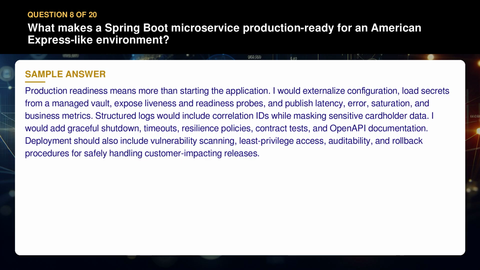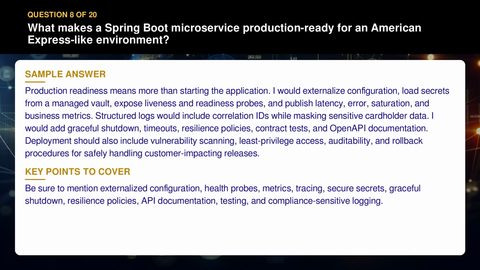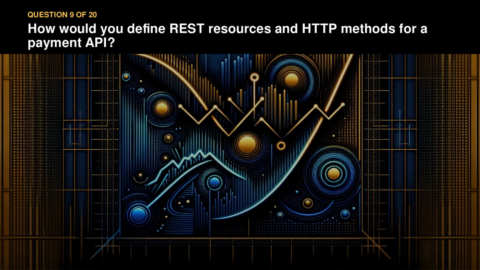I would add graceful shutdown, timeouts, resilience policies, contract tests, and OpenAPI documentation. Deployment should also include vulnerability scanning, least privilege access, auditability, and rollback procedures for safely handling customer-impacting releases. Be sure to mention externalized configuration, health probes, metrics, tracing, secure secrets, graceful shutdown, resilience policies, API documentation, testing, and compliance-sensitive logging.